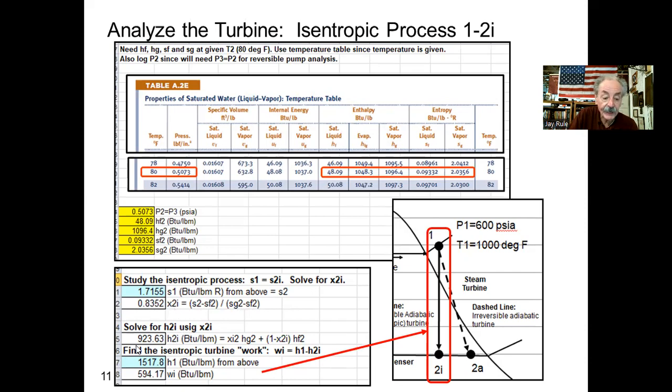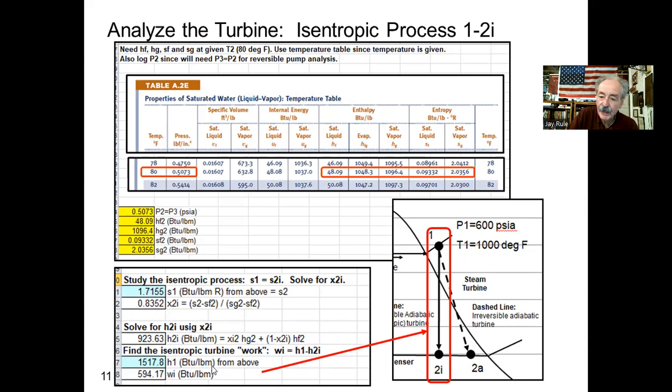So we're going to solve for H2 isentropic. Okay. And we use the definition of quality again. H2 isentropic is X2I that we just found times HG2 tabulated, plus whatever's left over, 1 minus X2I times HF2. This is why your mastery of chapter 3 is so important. We're solving for H2 isentropic in order to find the isentropic work.